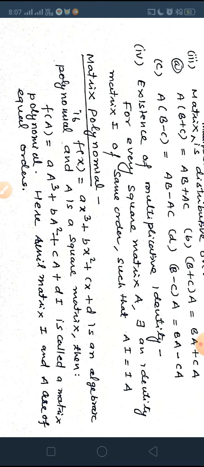Now matrix polynomial. There are certain questions in the exercise to find a function of A, where A is a matrix. Many students commit mistakes while solving this. So here is clarity about matrix polynomial. If f(x) is equal to ax cube plus bx square plus cx plus d, an algebraic polynomial, and A is a square matrix, then f(A) is equal to, simply replacing x by A, aA cube plus bA squared plus cA plus dI, which is called a matrix polynomial.